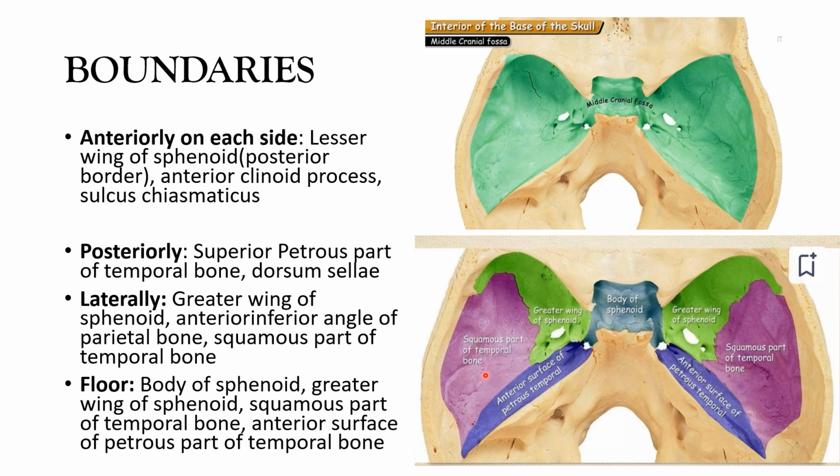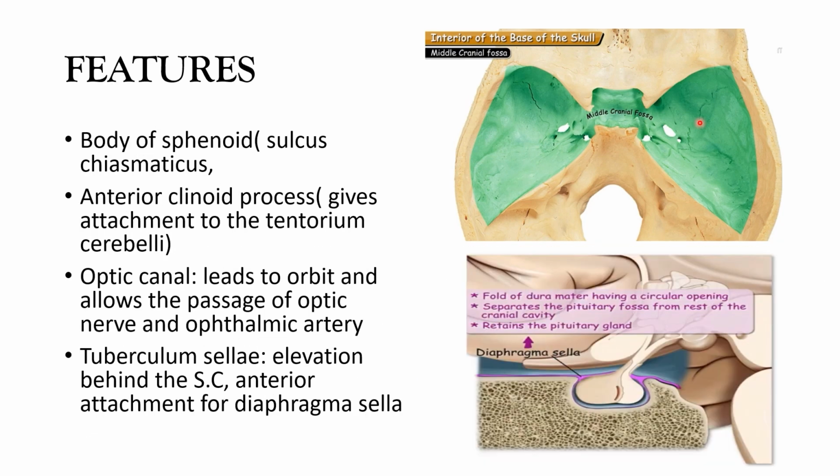Now on the floor, we still have the body of the sphenoid. Here we have the greater wing of the sphenoid, we have the squamous part of the temporal bone, and then we have the anterior surface of the petrous part of the temporal bone. So we'll look at the features in detail. We'll look at the body of the sphenoid.